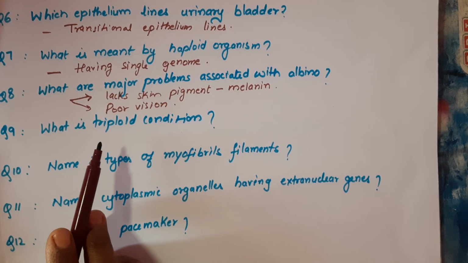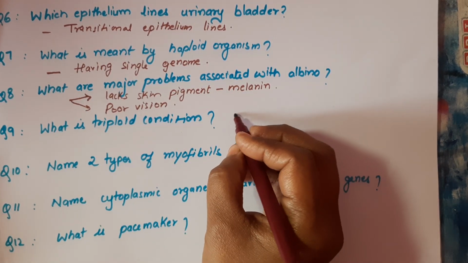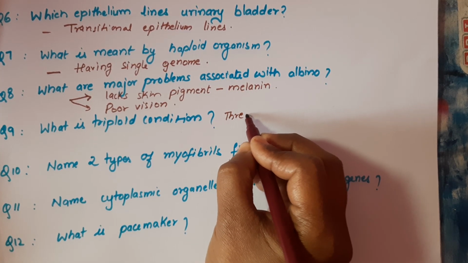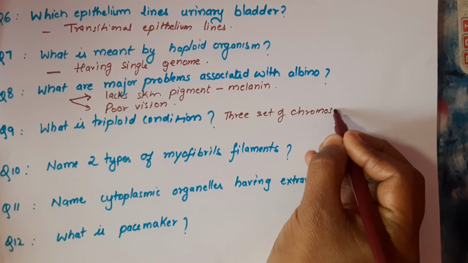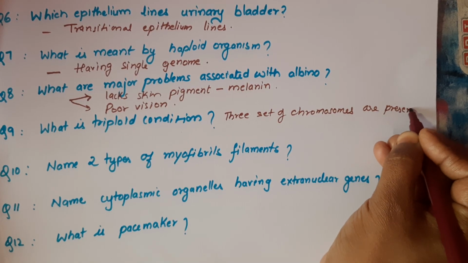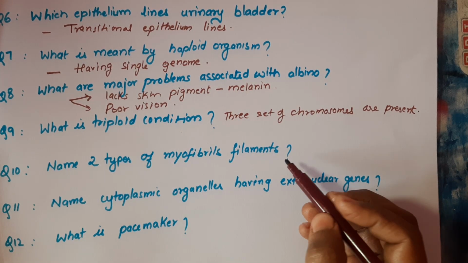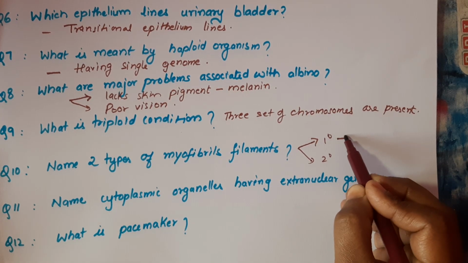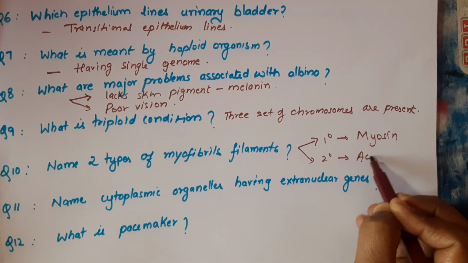So next is, what is a triploid condition? The name itself suggests the answer: when three sets of chromosomes are present. The next question is, name two types of myofibril filaments. There are two types of filament, the primary and the secondary. The primary is myosin and the secondary is actin.